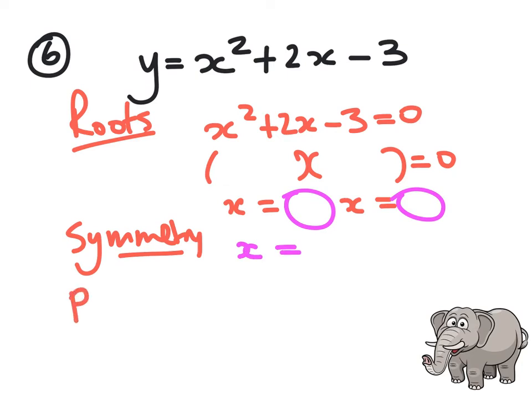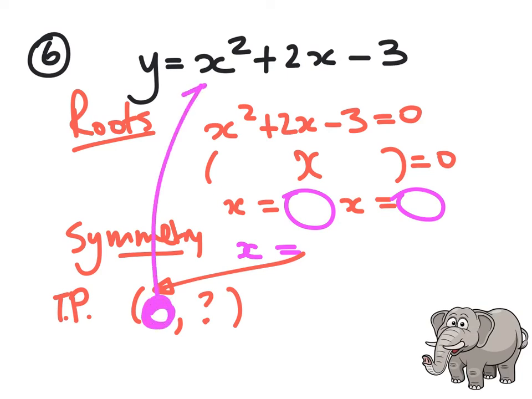Then we do the turning point. How do we find the turning point? Well, we know what the x number is from here. All we need to do is work out the y number. How do we do that? This number that you've just found, you put that back into your y formula. And then remember to write down if it's a max or a min.